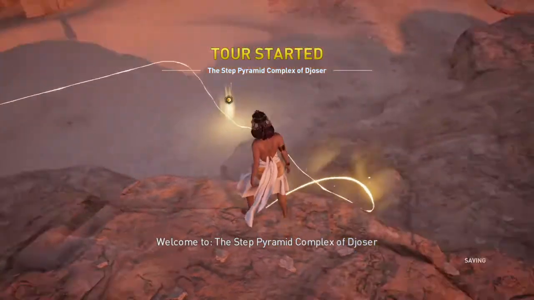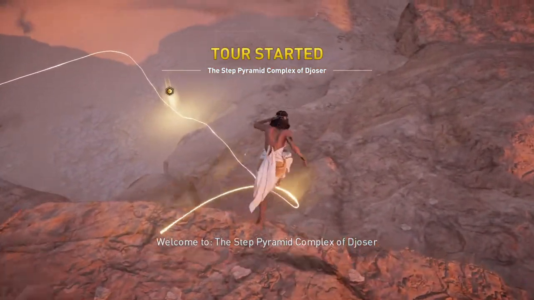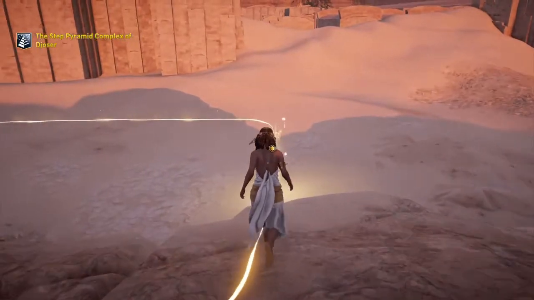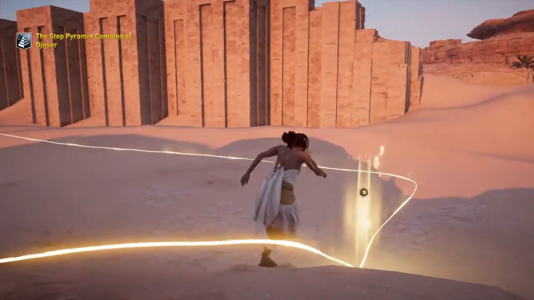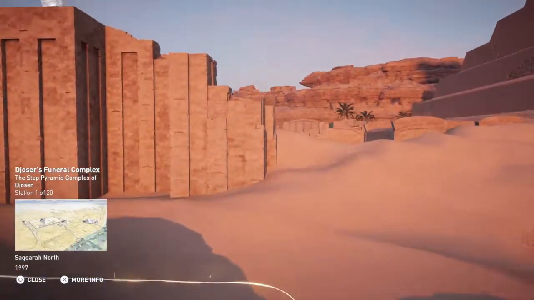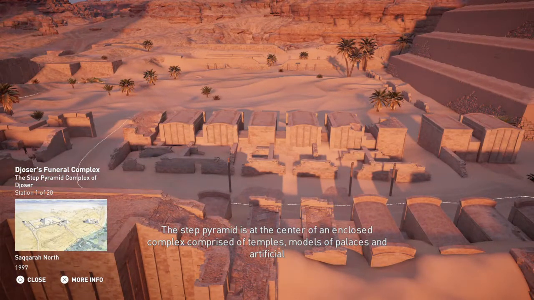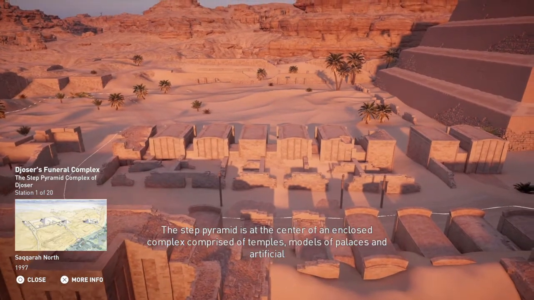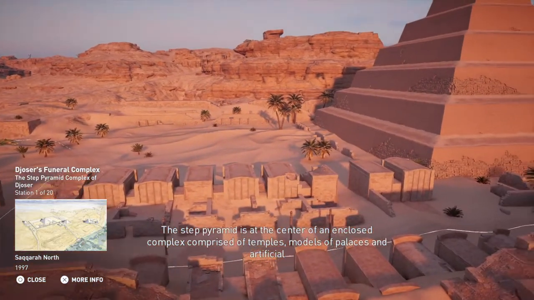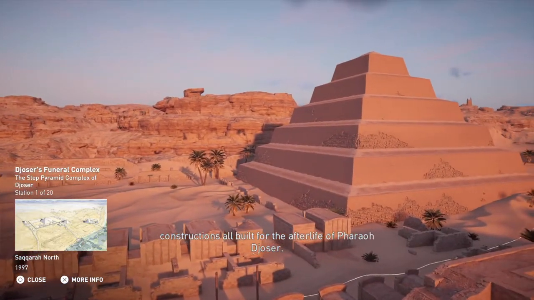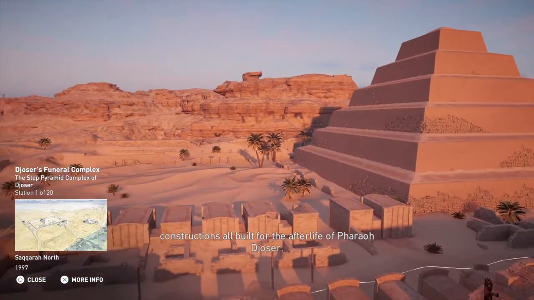Welcome to the Step Pyramid Complex of Djoser. The Step Pyramid is at the center of an enclosed complex, comprised of temples, models of palaces, and artificial constructions, all built for the afterlife of Pharaoh Djoser.